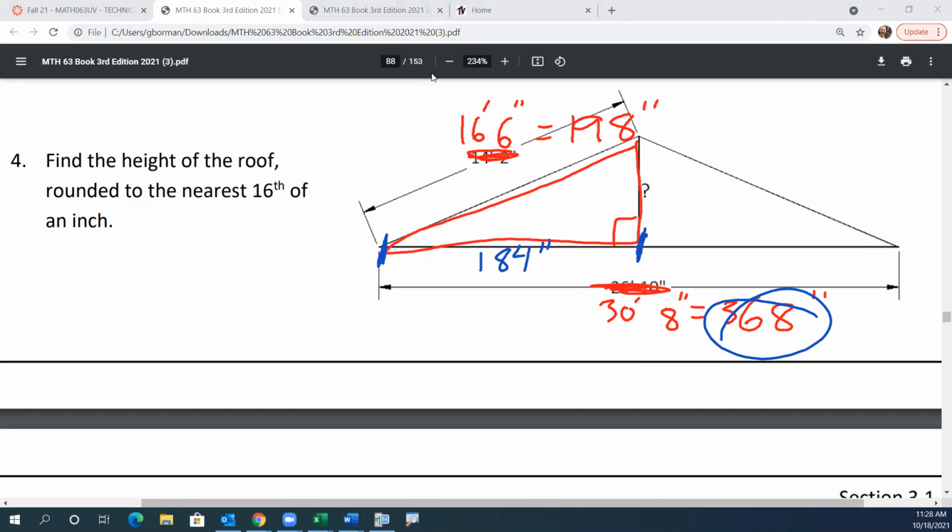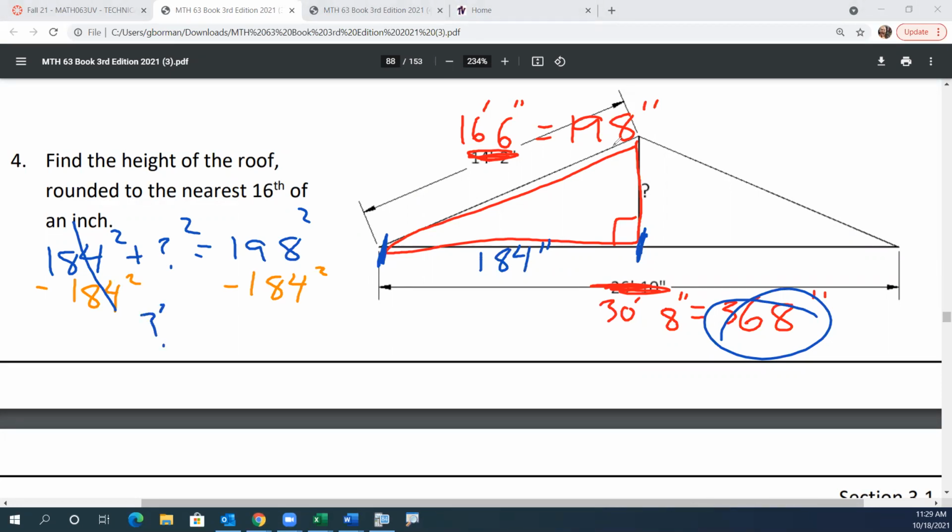All righty. So now we're ready to roll. So we can say 184 squared plus the height squared is 198 squared. I am just going to subtract 184 squared before evaluating it, just to kind of show you that you can if you feel like it. So that's going to leave me just question squared on the left. On the right, well, I don't know. Let's go find out.